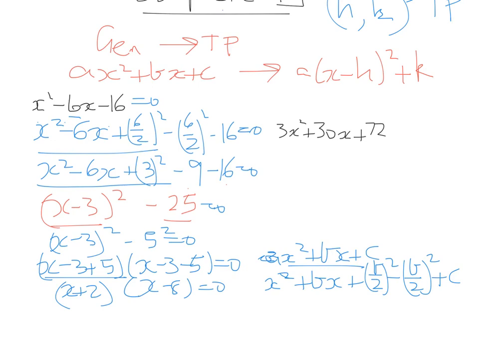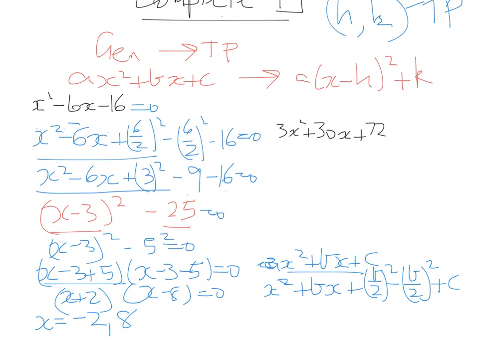Okay, so we've got that, so we can say that x equals negative 2 and 8. And that's how we go about that. So that's completing the square to factorise so that we can solve for x. And like I said before, this section here gives us the coordinates of the turning point. So we'll have a turning point at 3 and negative 25.